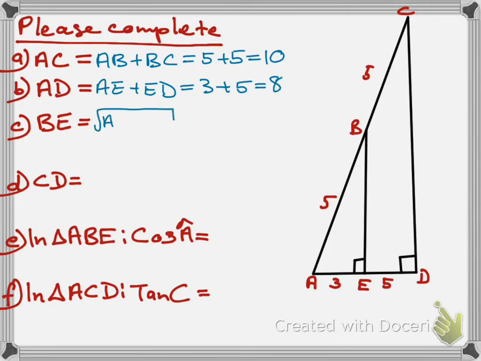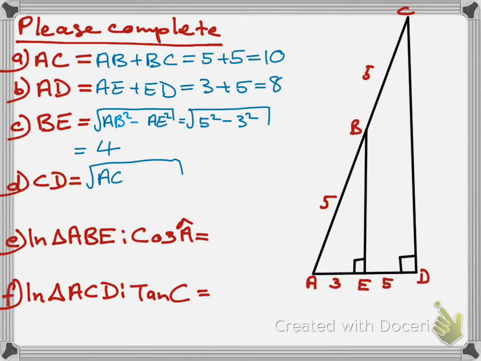And then BE, so to find BE, we are going to use Pythagoras. And Pythagoras tells us that BE squared will be equals to AB squared minus AE squared, which will be equals to square root of 5 squared minus 3 squared, which will be our BE will be equals to 4 units.